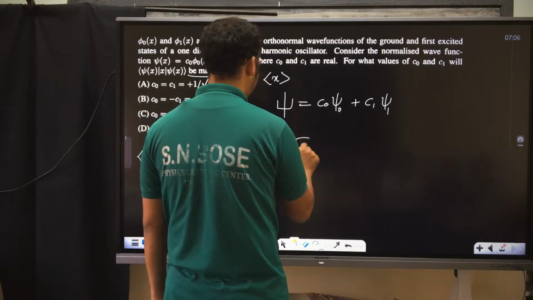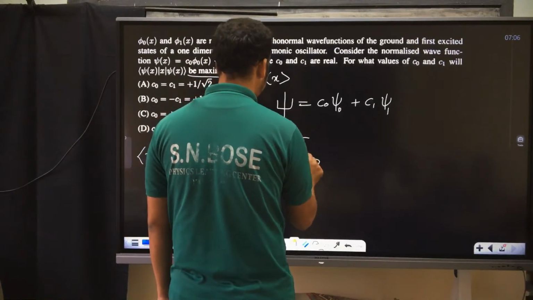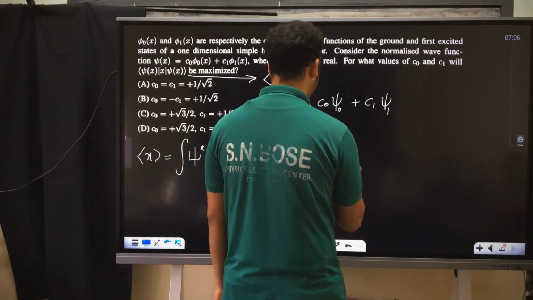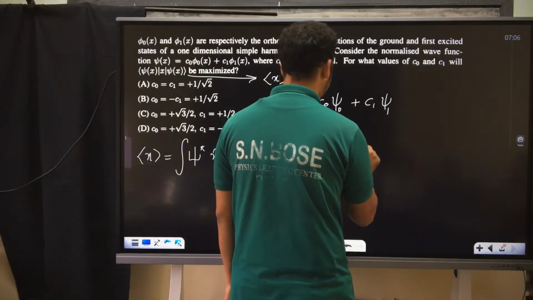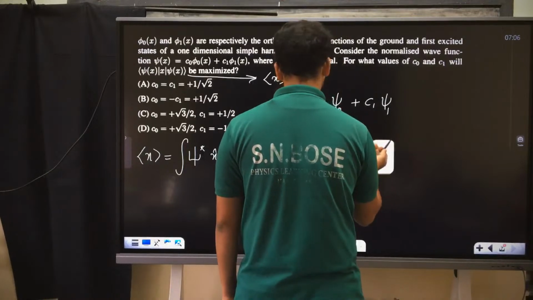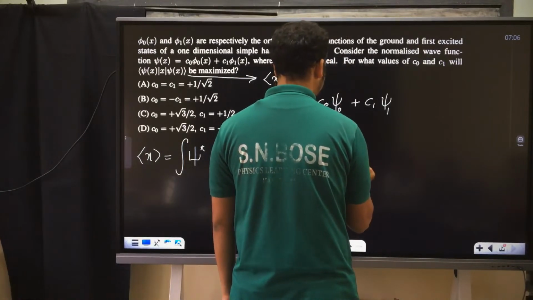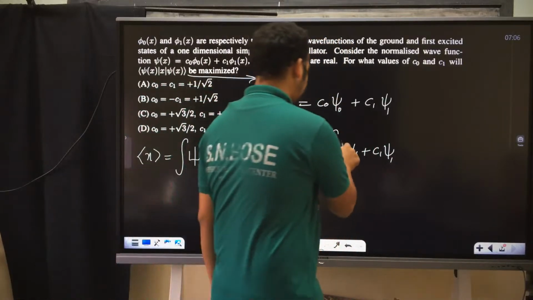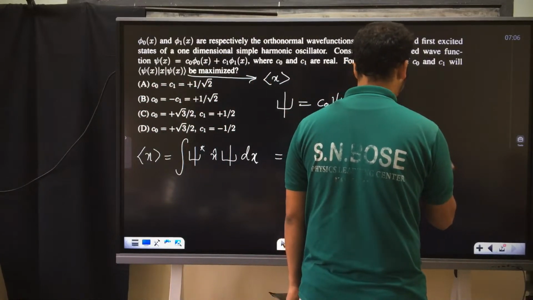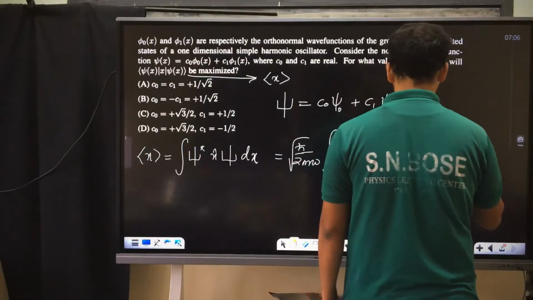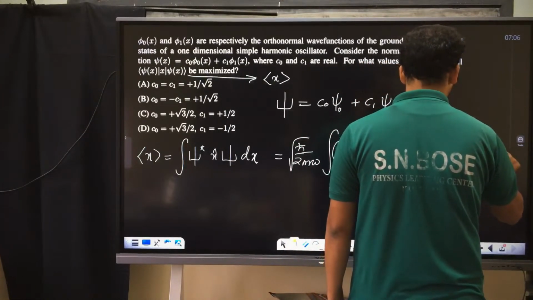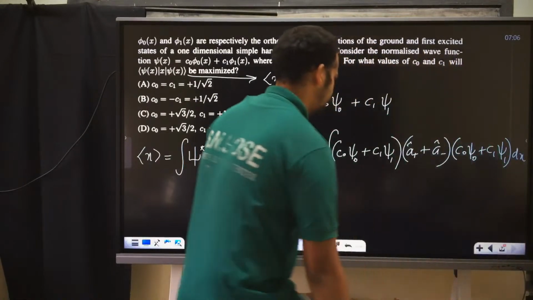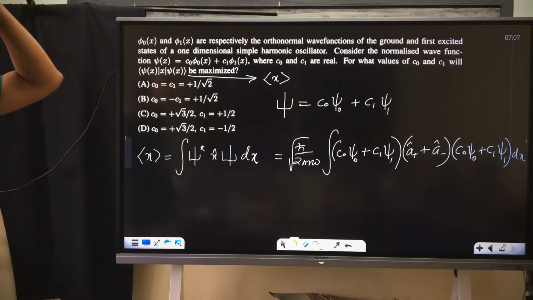So that's equal to root of h bar by 2m omega, C naught star psi naught star plus C1. I mean, when I see all options, they are real. C naught psi naught plus C1 psi 1. I'll make it simple. So A plus cap plus A minus cap operated on C naught psi naught plus C1 psi 1. This is a typical problem asked in many exams. Anyway, we are solving it, and I designed my question also.